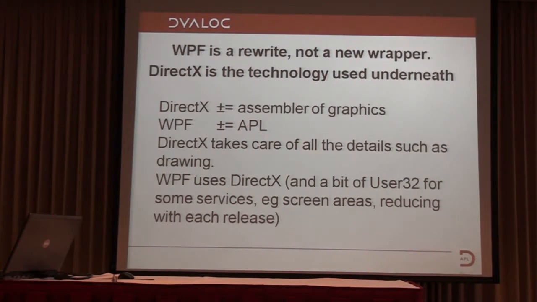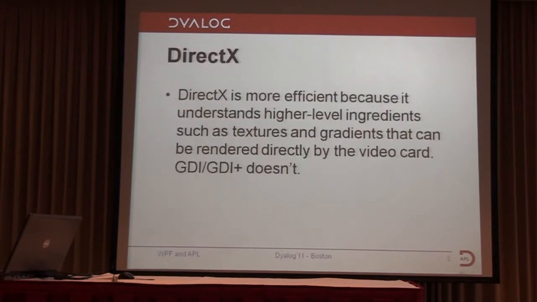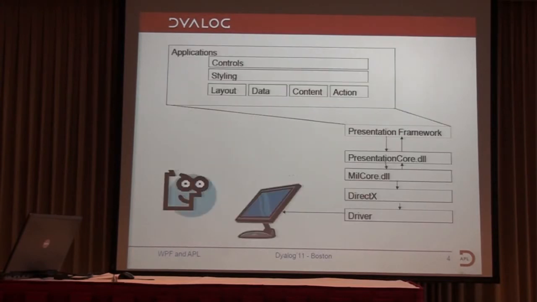So, for example, DirectX takes care of all the details such as drawings. It is much more efficient because it understands things like textures and gradients that can be rendered directly by the video card. So if you look at it, you've got the application, you've got all your layout data and everything. It goes through the framework, which goes to DirectX, eventually the driver, so that's basically the way it works.